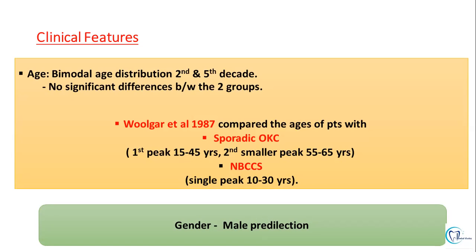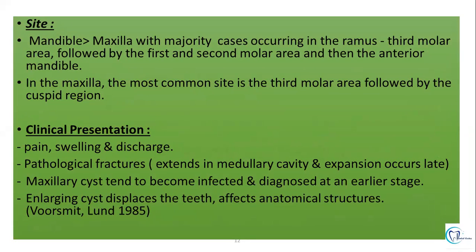When we talk about the gender, usually OKC shows male predilection. Now, when we talk about the site, OKCs are more common in the mandible in comparison to the maxilla, and the majority of the cases are seen in the ramus third molar area. This location of OKC is attributed to the presence of the basal offshoot or basal hamartia or the remnants of the dental lamina which are seen in the posterior mandible.